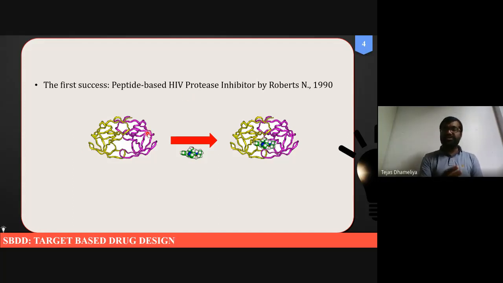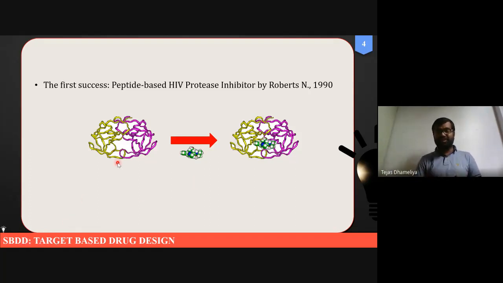If we know the structure of the target, a protein, then we can design our peptide, and that peptide will make a peptide drug inhibitor complex. This is a receptor, this is a ligand, so it will make a certain complex. That complex can be a drug receptor complex. Okay, so this is one of the techniques where we know the structure of our target.